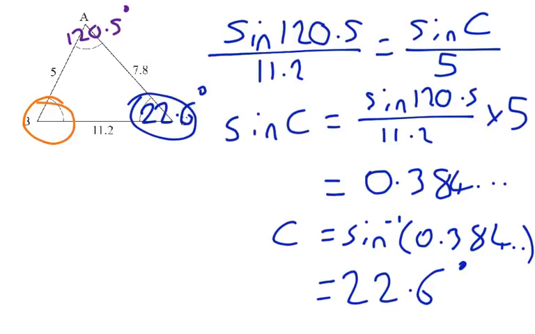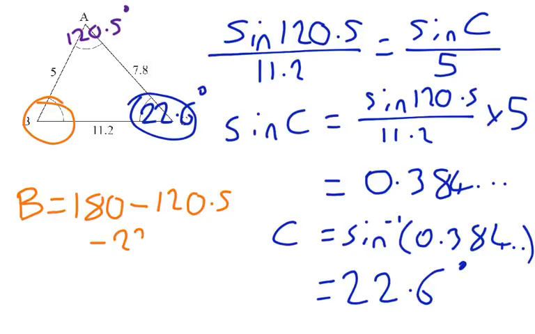And to find this one, we could use a sine rule, we could use a cosine rule, but why not use the fact that the angles in a triangle add up to 180 degrees? So B is equal to 180 minus 120.5 minus 22.6, which is equal to an angle of 36.9 degrees. So we've used the cosine rule, the sine rule, and the fact that angles in a triangle add up to 180 degrees to find the size of the 3 different angles in this triangle.